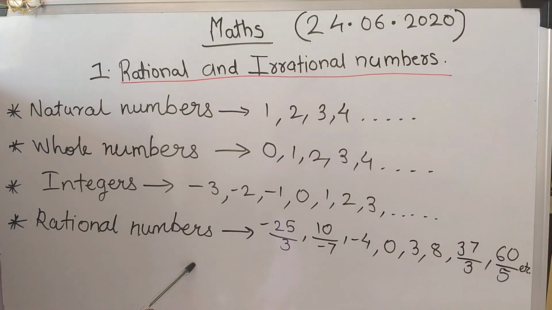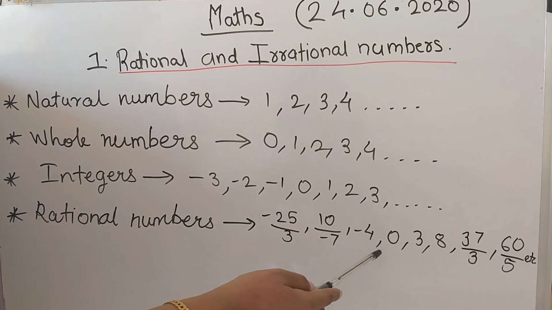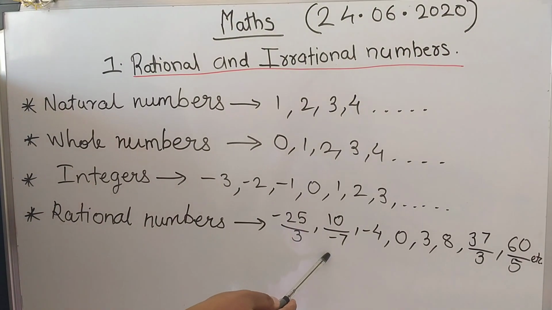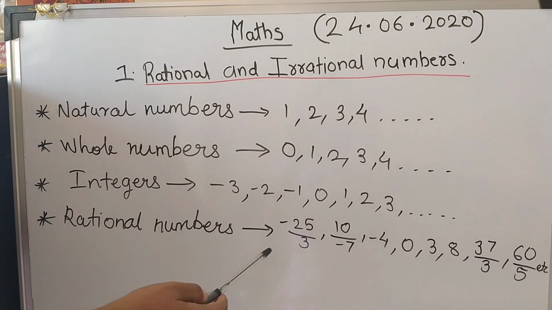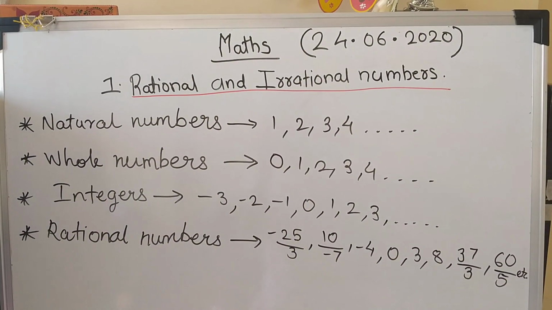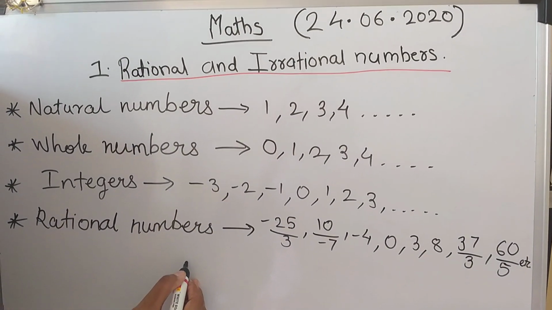Then rational numbers include whole numbers, then fractions of the numbers. In this, negative, positive, all numbers will be there. Now the rational numbers are in the form of fractions.